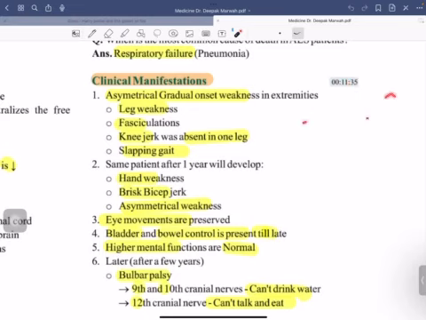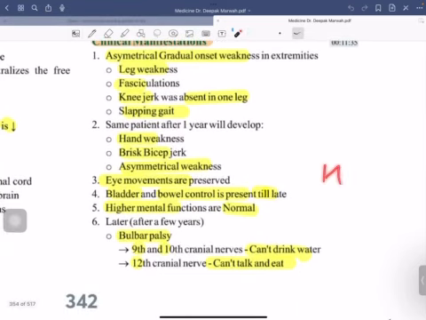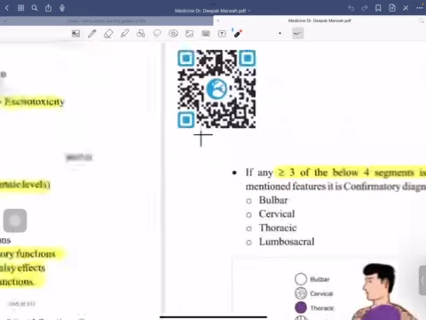Asymmetric weakness is present. Eye movements are preserved. Bladder and bowel movements are also preserved till late. Higher mental function is also normal. So HMF, bowel, bladder, eye movement are normal. Later you can have bulbar palsy where 9th and 10th cranial nerve can be affected, so the patient can't talk, can't eat, can't drink. 12th nerve can also be affected.